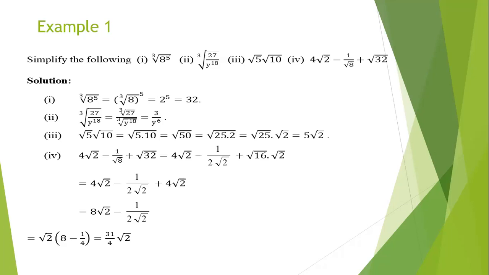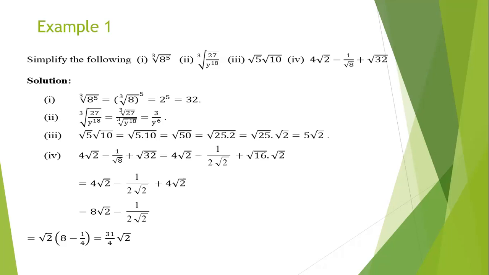Look at the second one. The third root of 27 divided by y raised to power 18. I repeat, the third root of 27 divided by y raised to power 18. Then from property 2, I can split the third root for the rational number. I will write it as the third root of 27 divided by the third root of y raised to power 18. The third root of 27 is 3. The third root of y raised to power 18 can be written as y raised to power 18 divided by 3, which is y raised to power 6. And that is why we have that.